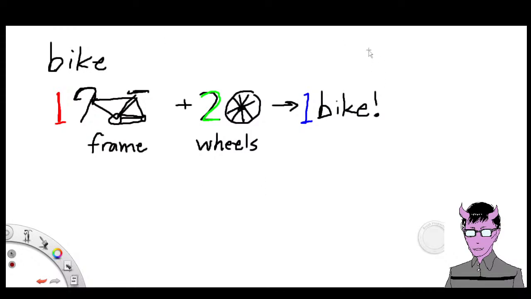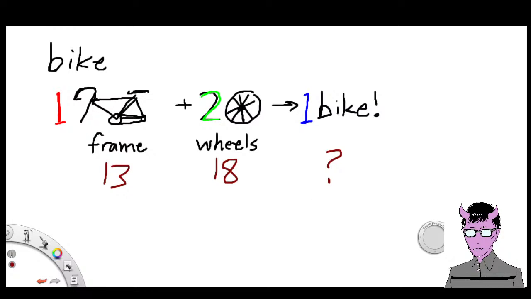Okay. But let's make things a little more annoying, right? Because these are very nice numbers. Let's make some disgusting numbers, kind of. So how many frames do we have? We have 13 frames. How many wheels do we have? We have 18 wheels. So given that you have this scenario, how many bikes can you construct? So now we'll formalize things by actually typing things up.